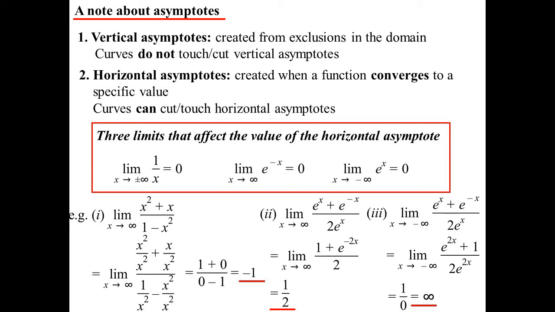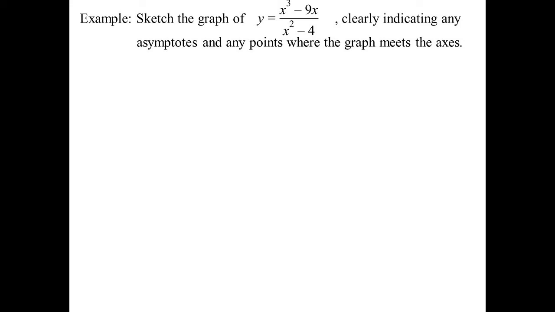Let's have a look at this graph. Y equals x cubed minus 9x over x squared minus 4. They want us to find the asymptotes, points where the graph meets the axis, all those sorts of things. So let's start off. Y-intercept, always easy to find. Sub in x equals 0, and I get 0, don't I? Of course. When x is 0, that whole thing's going to be equal to 0.